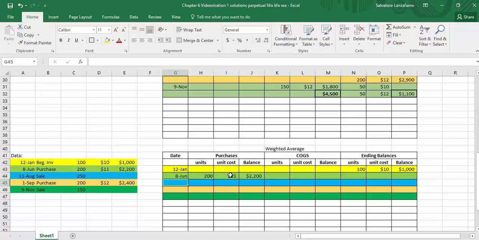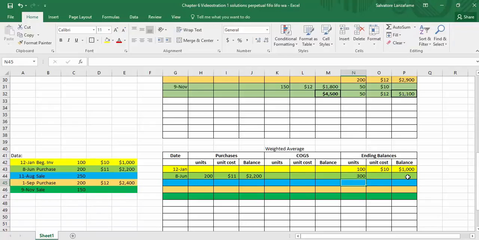But now here's where weighted average differs from the previous two. Again, in this technique, we don't care which ones came in first or which ones are leaving first, it's irrelevant. We're doing an averaging type of format here. So what you're going to do is take your old units of 100 and add your new units of 200. So now we have a total of 300 units.